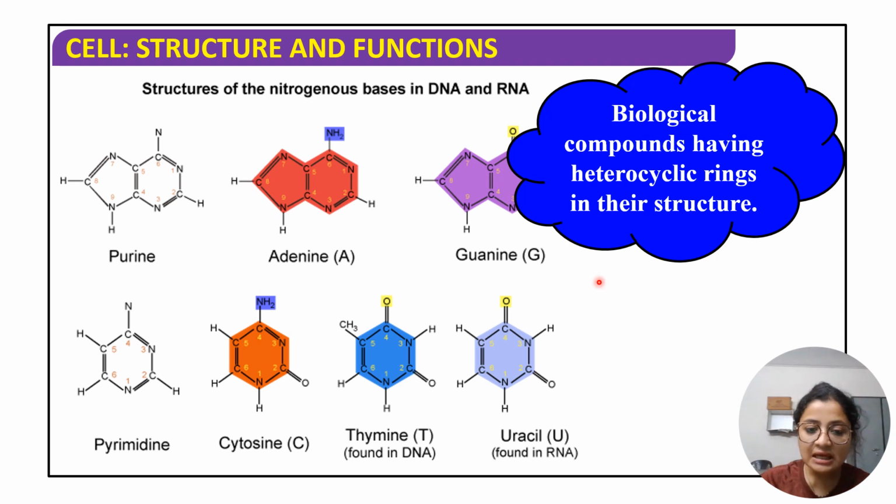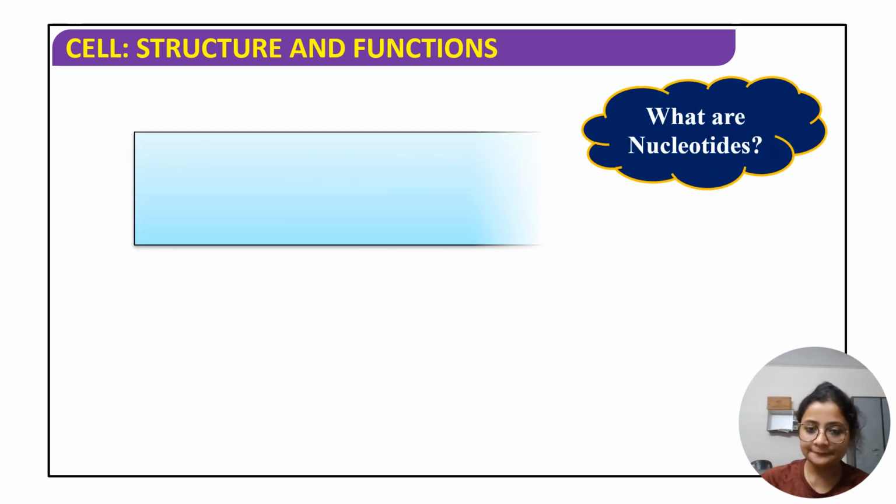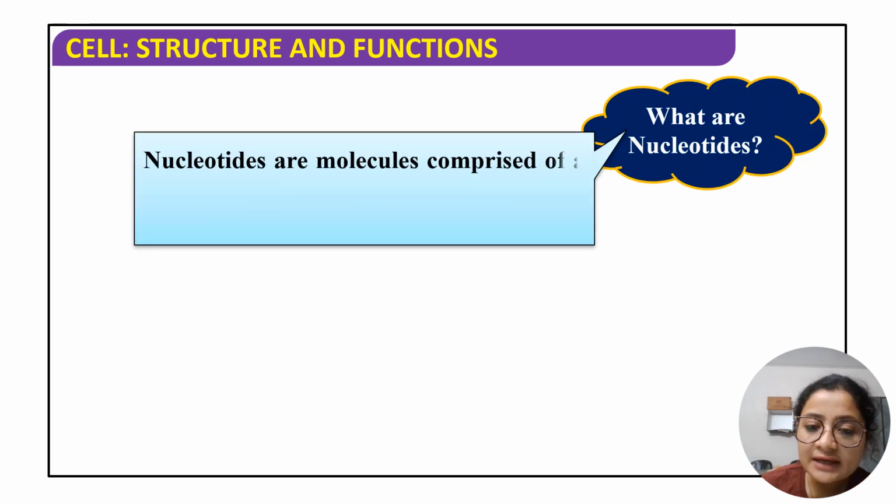Among this, uracil will only be present in RNA and thymine will only be present in DNA. And cytosine जो है वो both DNA and RNA में होगा, and adenine and guanine is also present in both DNA and RNA. Now, what are nucleotides?